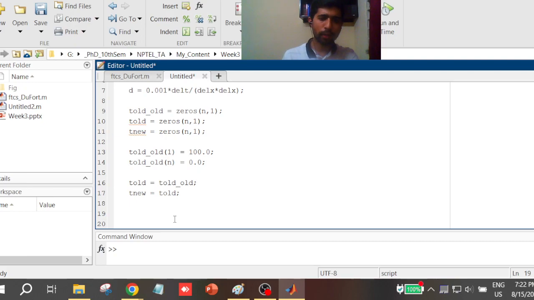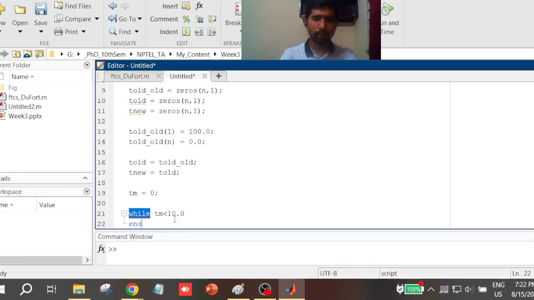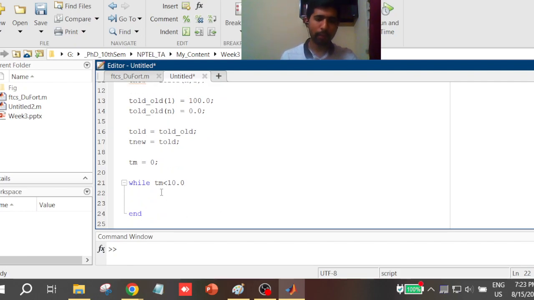Initially time is 0. Tm I have written, it's just a shortcut. I'll write while time is less than say 10, because I am doing a transient equation and I have to stop at some time. There is another way we can stop, but this is for easy understanding. I'll just fix it at 10 seconds. While time is less than 10 seconds, this is the time marching. Tm is equal to tm plus delta t. I am marching in time now.